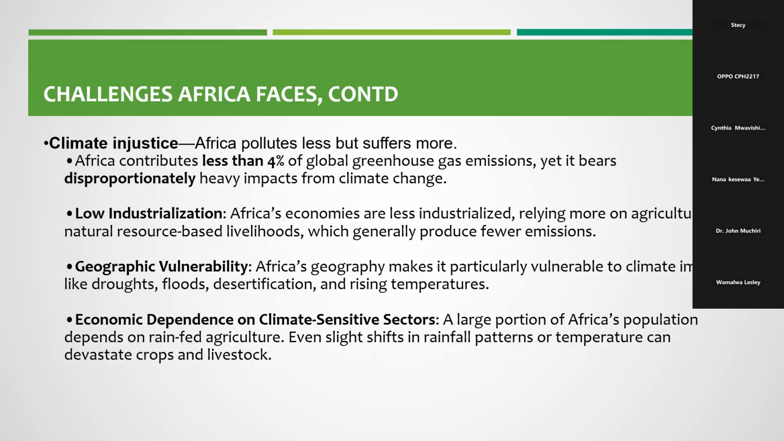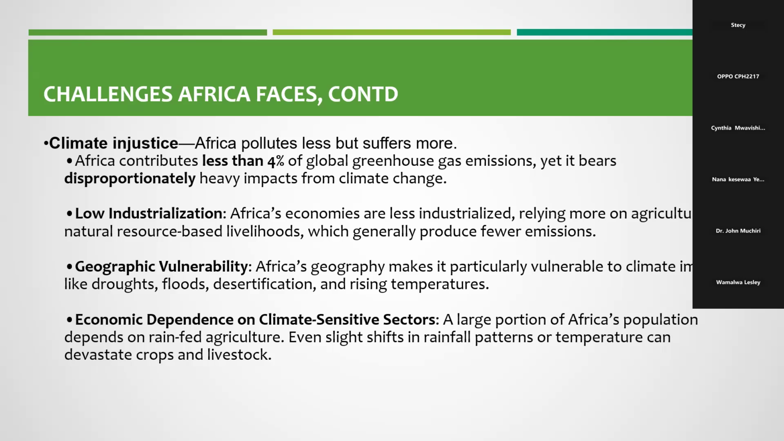Then we talk about climate injustice. You see, the point is that Africa pollutes less but suffers more. Why do we say we are polluting less? We are polluting less because we don't have all the big factories in Africa. All the big factories that are generating greenhouse gases into the atmosphere are not in Africa. So we pollute less. But geographically, we are always very much affected. Generally, we contribute to just about 4% of global greenhouse emissions. And yet, we are at a disadvantaged end. Why are we saying that we are at a disadvantaged end?